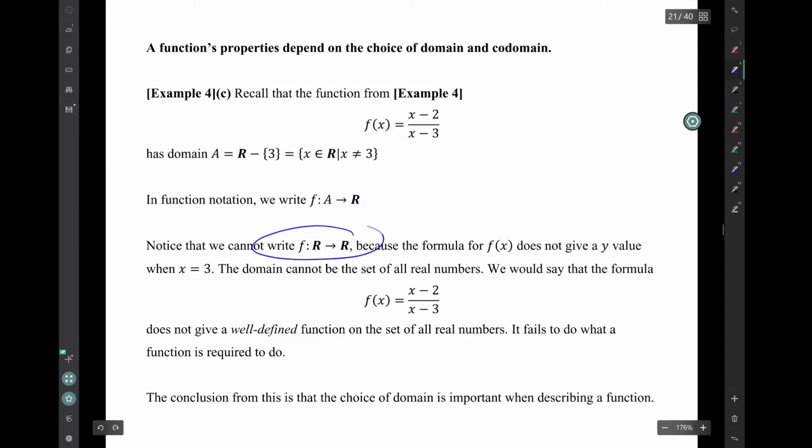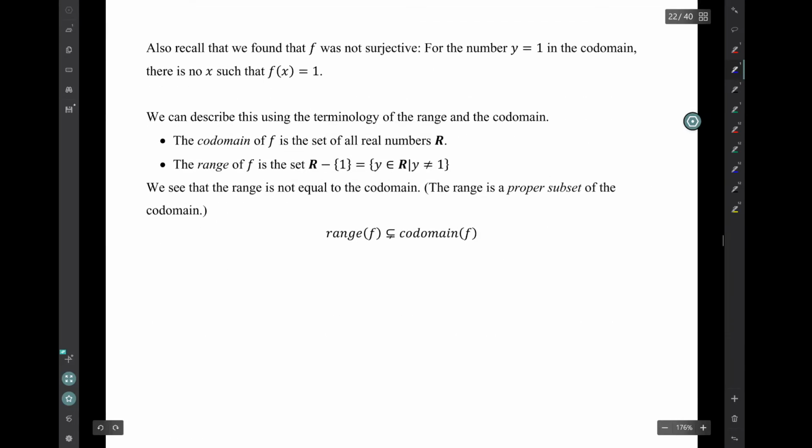Now we cannot write this more simply, because the formula for f of x does not give a y value when x is 3. So the domain cannot be the set of all real numbers. We would say that this formula does not give a well-defined function on the set of all real numbers. It fails to do what a function is required to do. A function is required to give an output for every input in the domain. So the conclusion is that the choice of domain is important when you're describing a function. Not just the formula for the function, but the description of the domain.